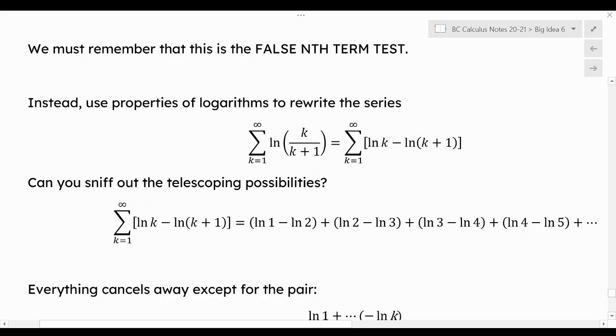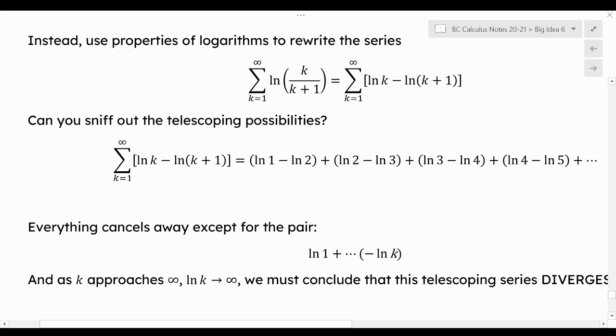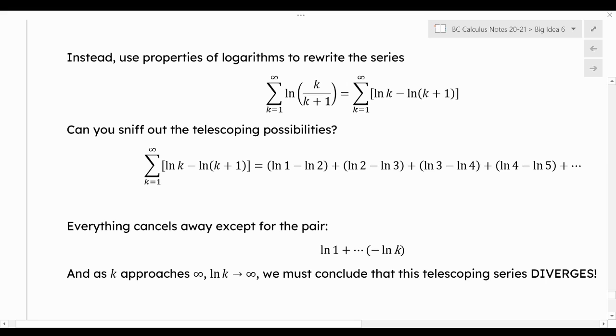Cancel, cancel, cancel, cancel. And everything's gone except for the first term, natural log of 1, and then the last term, the remnant term, natural log of some big, huge number k. And as k goes to infinity, the log of infinity is infinity. So log of 1 is 0 minus this big, huge number. It's actually going to infinity. It's going to diverge as a series. All right, so you saw a telescoping series converge. You saw a telescoping series diverge.